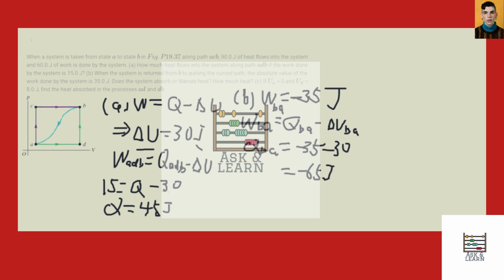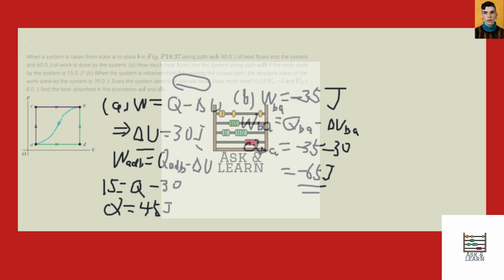We obtain this negative value. A negative heat means that the heat is flowing out of the system, which means the system liberates heat. It liberates heat, and the amount of heat is 65 joules.